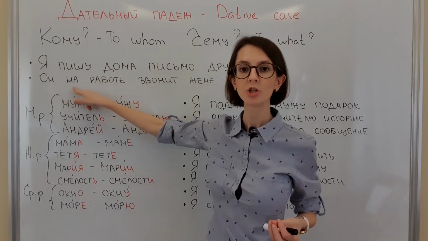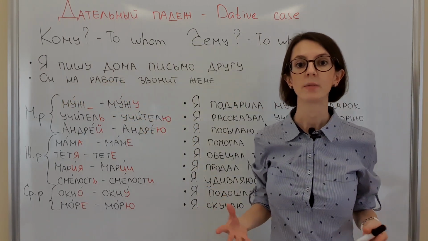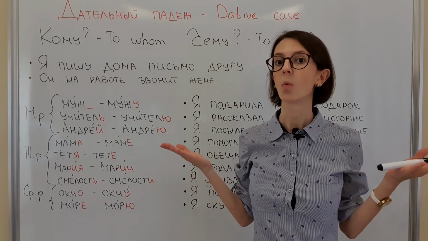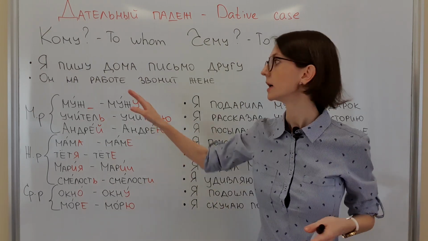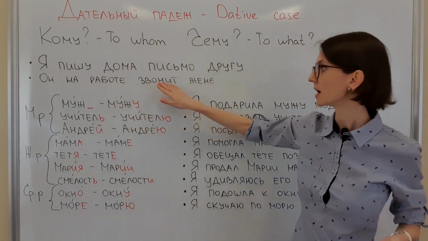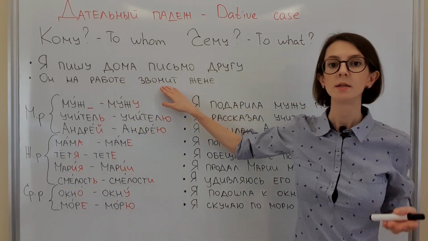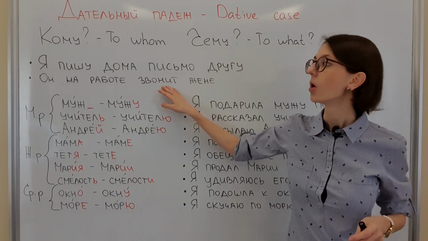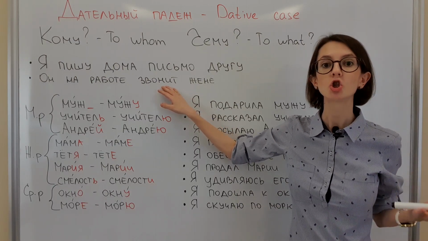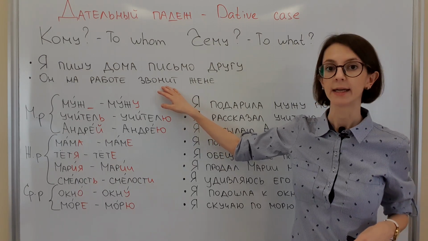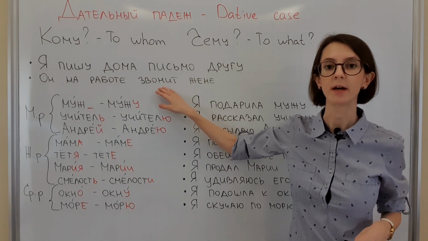На работе. What kind of question should we ask? На работе. This is location. So we ask где? Where? At work. На работе. This is prepositional case. Звонит. Он на работе звонит. This is the action. Question. Он на работе что делает? What is he doing at work? He is calling. Он звонит.